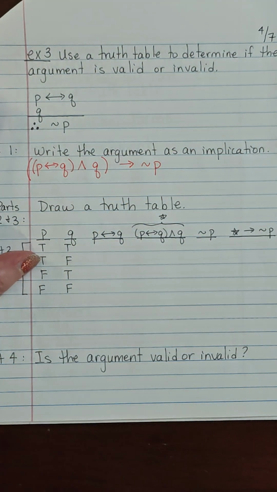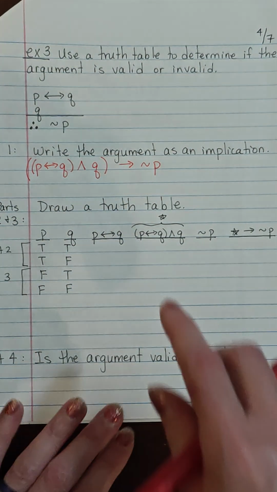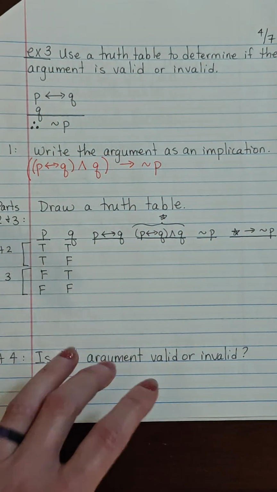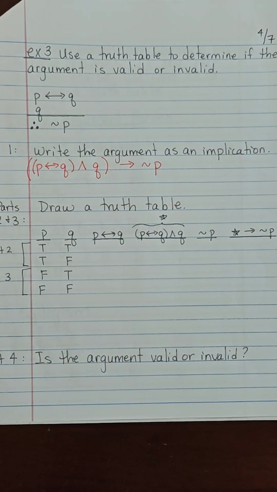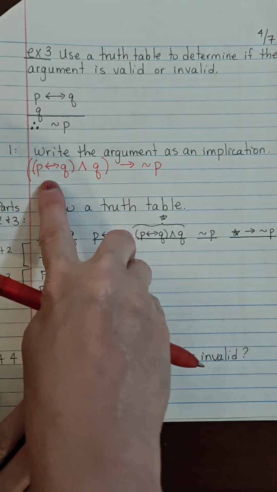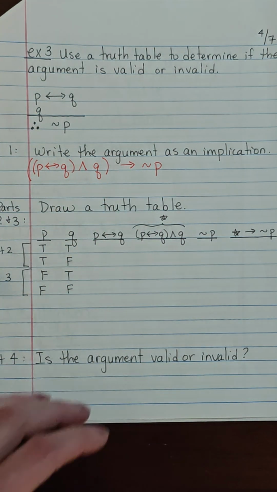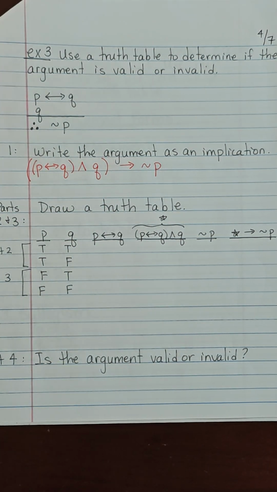You can tell the premises from the conclusion because the premises are always above the line, the conclusion's below the line, after that therefore symbol. So when you put this in ALEKS, it's going to have all of these symbols in there for you, so you don't have to find those on the keyboard.